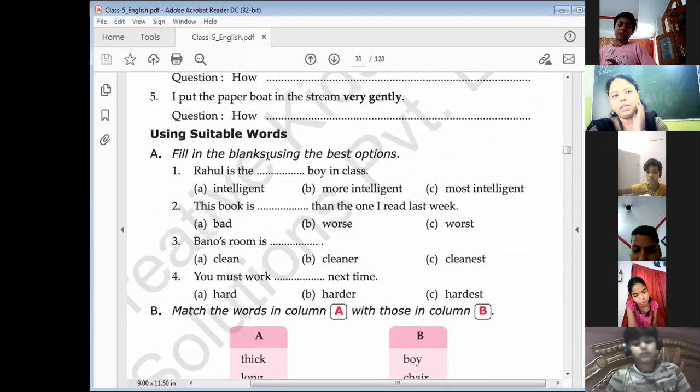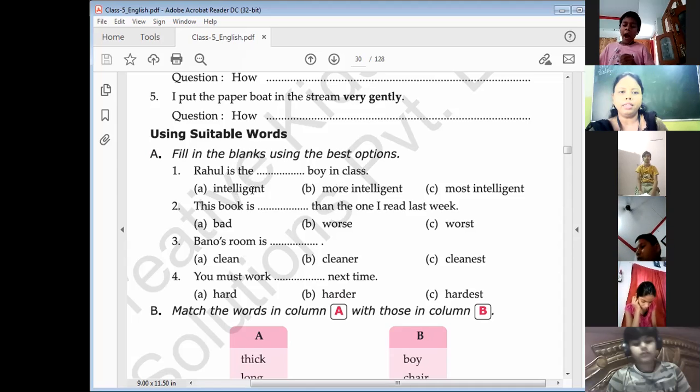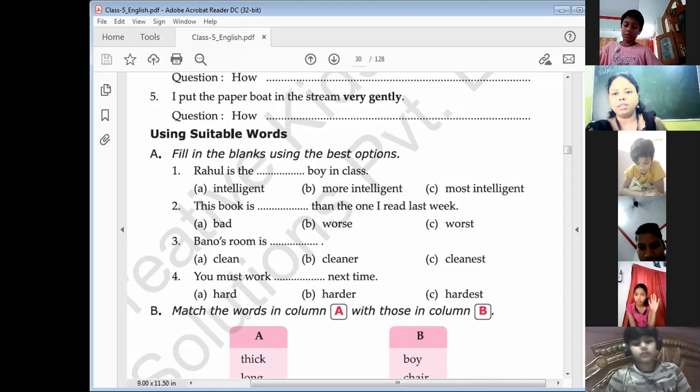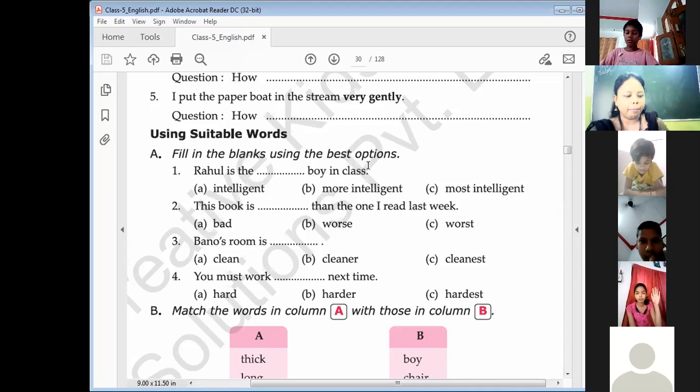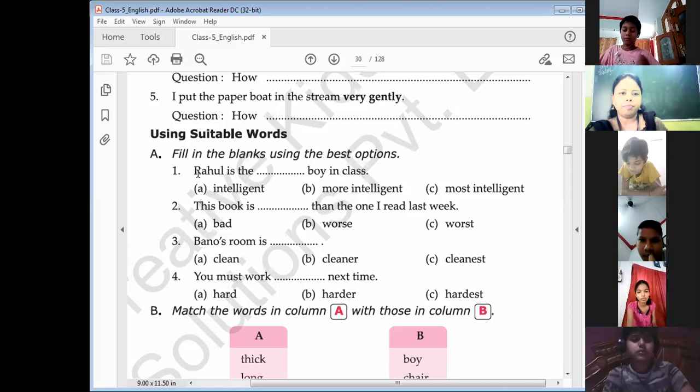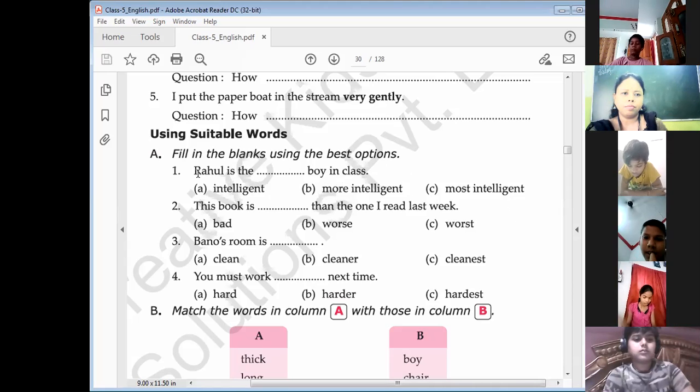Using suitable words, fill in the blanks using the best options. Here we have to find out the best options. Rahul is dash boy in the class. So intelligent, more intelligent, or most intelligent? Who can tell me the right answer? Anyone? Yes, Srishti? Ma'am, intelligent. Rahul is intelligent boy in class.